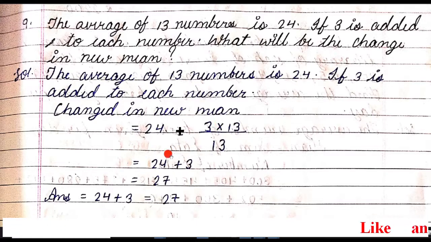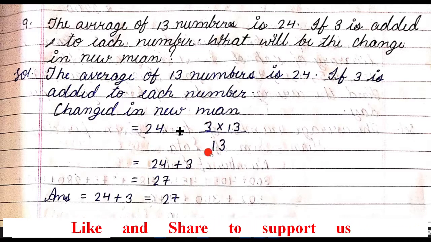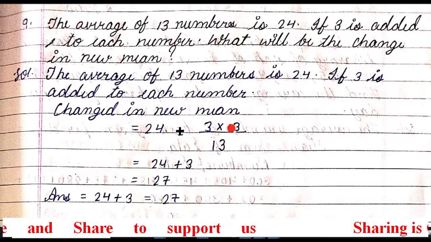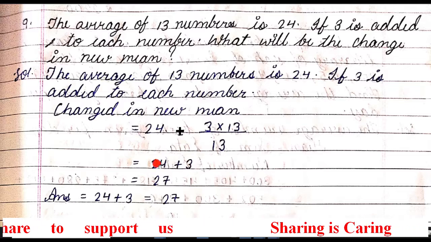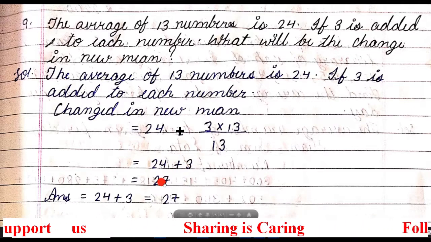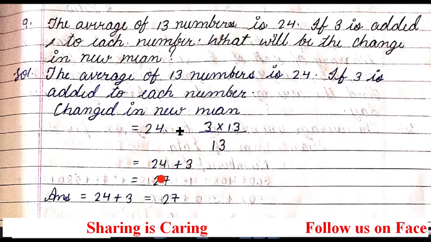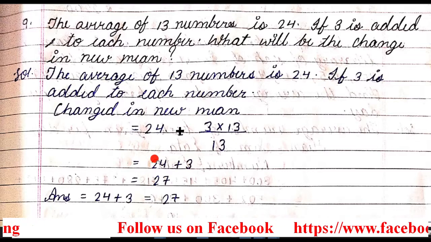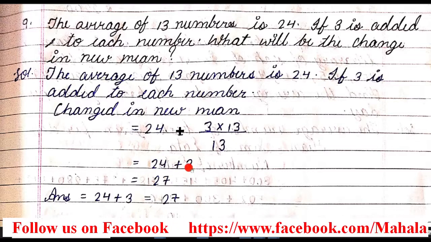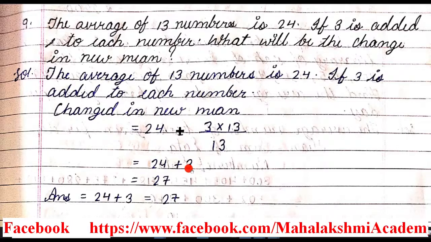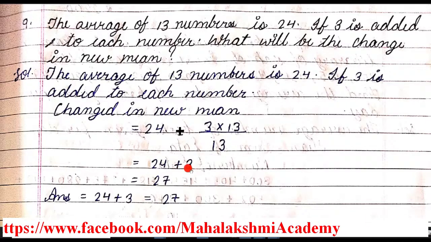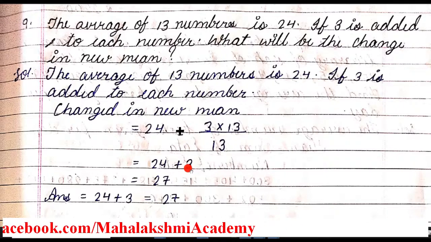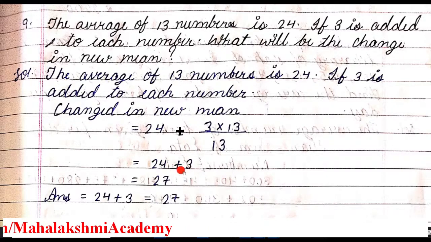This gives us the mean of the extra 3 which was added in all 13 numbers. So the next step is 24 as it is, and when we simplify, you can cancel 13 by 13. So we get 3, and 24 plus 3 is equal to 27. The conclusion is the new mean is 27. How did we achieve this? 24 is the mean of the 13 numbers already given, and 3 is the mean of the extra 3 added in all 13 numbers. That's why the total mean is 24 plus 3.